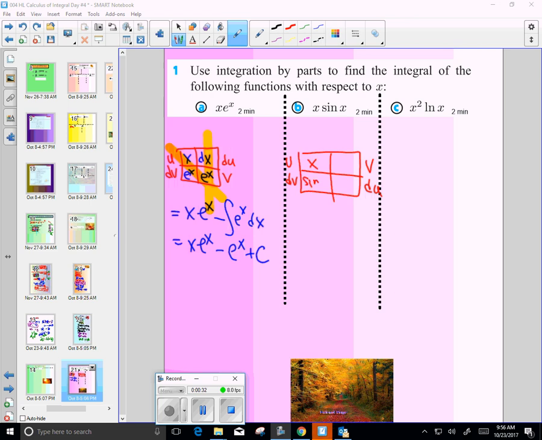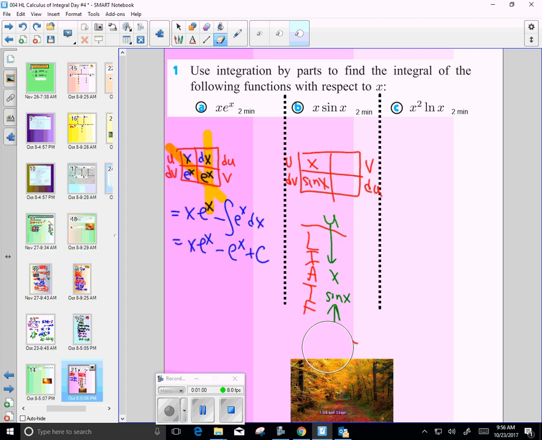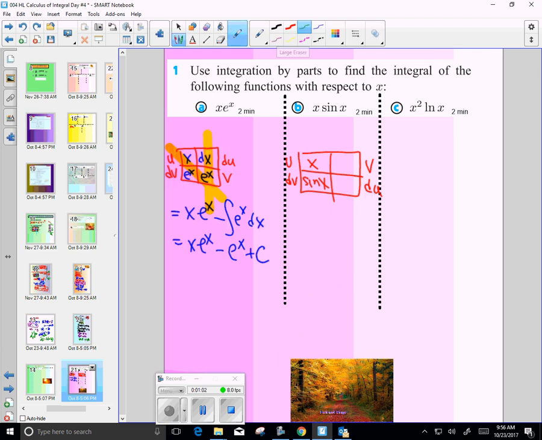And this one will be sine x. Just a quick little LIATE check. You have u's are up and dv's are down, and x is algebra and sine x is trig. So you can see that dv is closest to sine and u is closest to x. So I did that correctly with that.